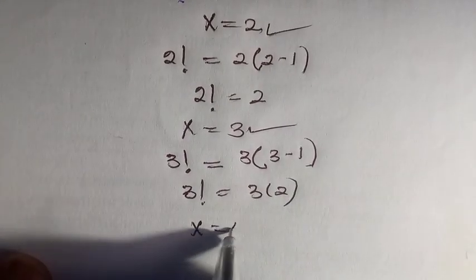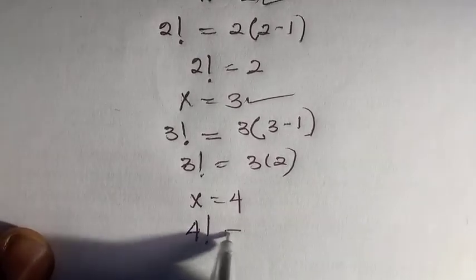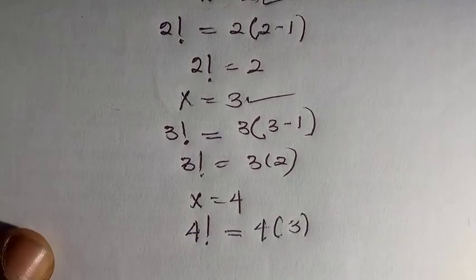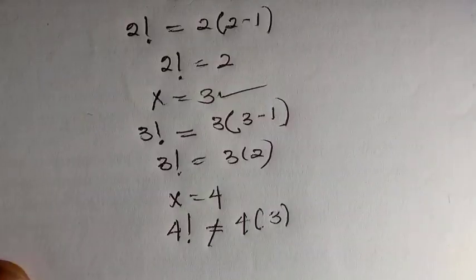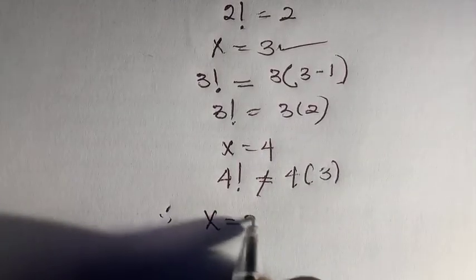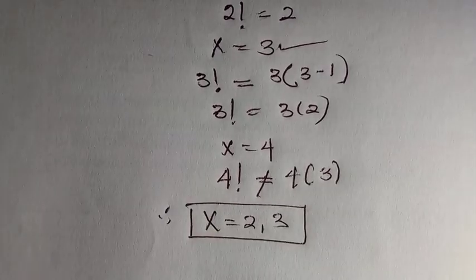If x equals 4, definitely this is not going to be equal. So 4 factorial is 24, and what we are going to have at the other side is 12. So which means for this equation, it is only 2 and 3 that satisfy this. So this is how to solve this problem.